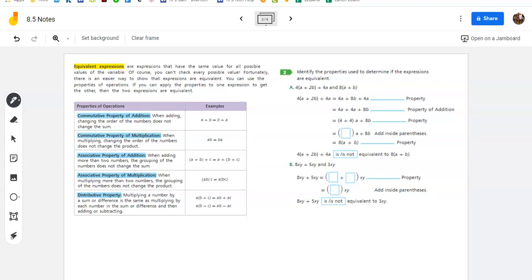So let's look at number 2 right here. Identify the properties used to determine the expressions. So this first one, we have this. This property is the distributive property because I went from the outside and I multiplied in. 4 times A is 4A. 4 times 2B is 8B. So we're going to write distributive here.